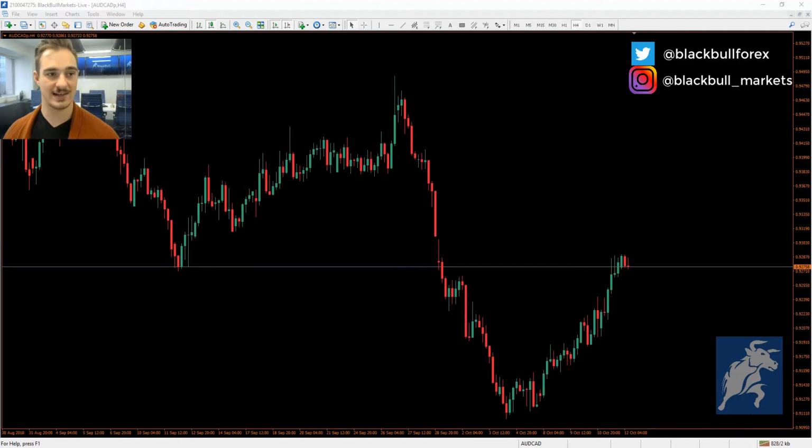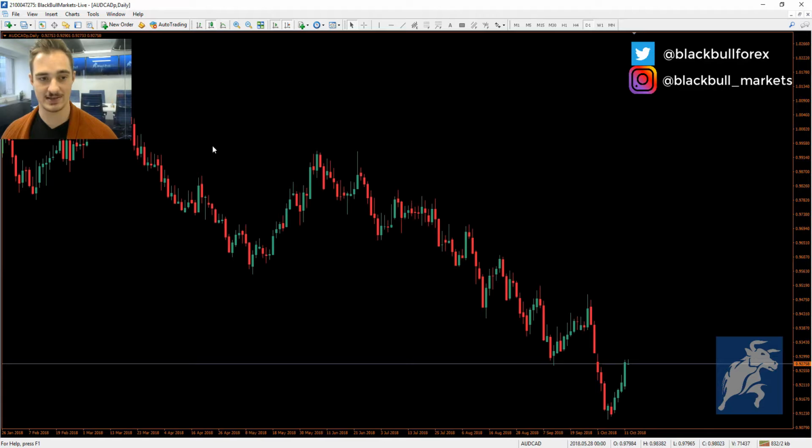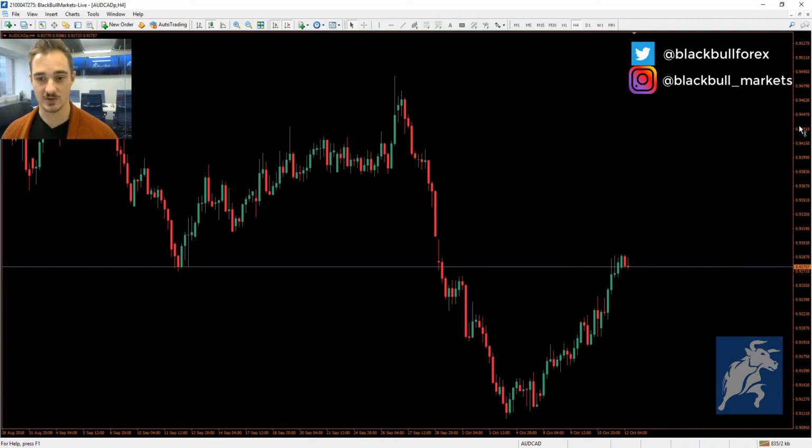We've got the Aussie CAD here. This is the 4-hourly bar chart. You can see we had this previous low. If you take it to the daily, you can see we do have a big downtrend. So good potential bias to the downside.